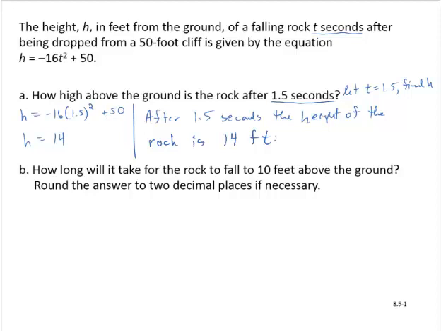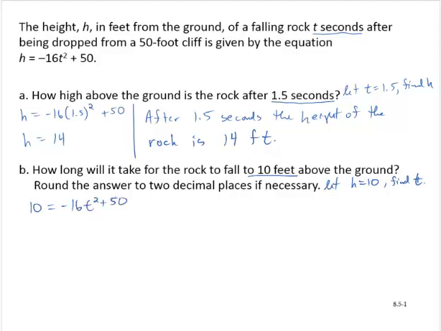Exercise B. How long will it take for the rock to fall to 10 feet above the ground? Round the answer to 2 decimal places if necessary. Alright, so let's see. It's going to fall to 10 feet above the ground, so we're going to let h equal 10. How long will it take? We need to find t. Alright, so then we'd have 10 is equal to negative 16 t squared plus 50.